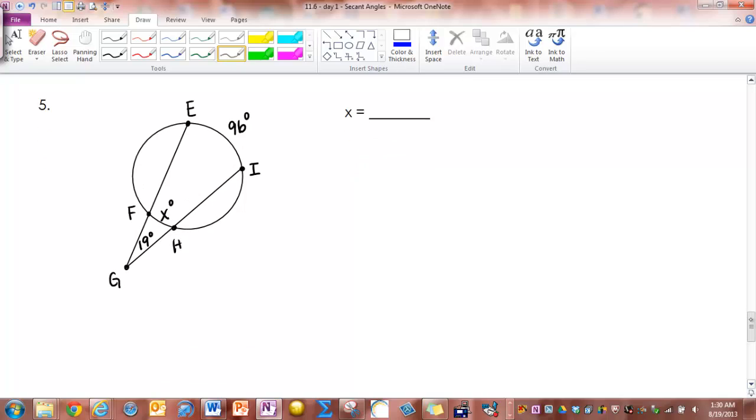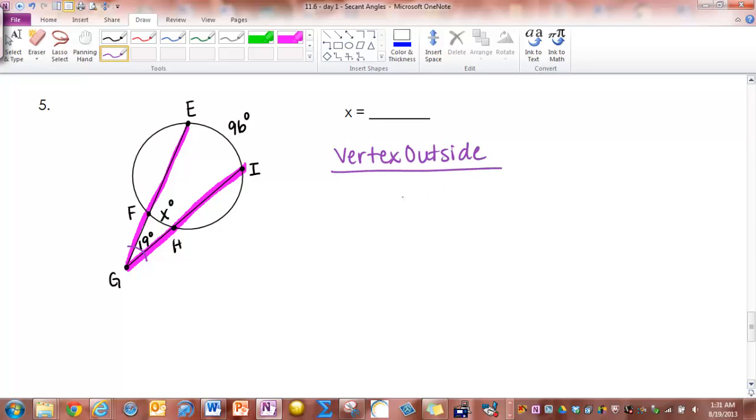Moving on to question 5. Again, very similar. In this case, we have two secants forming our angle. And our angle right here, this 19 degrees, is outside of the circle. So the vertex is outside. And whenever our vertex is outside, we remember our formula is saying the angle equals the big arc minus the little arc, divided by 2.